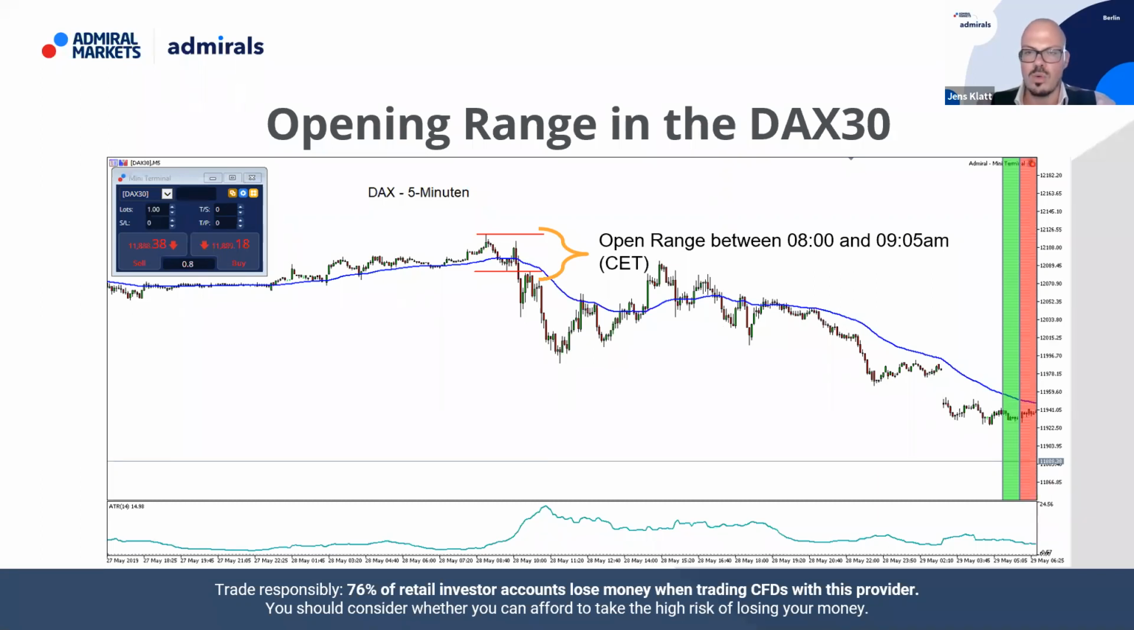And so why do I take 8 to 9:05 and not 9, for example? Well, what's the reason for that? So first of all, the institutional volume comes into the market from 8 a.m. German time. So that used to be the time when the FDAX, the reference market also for our DAX 30 here, started to trade. And so this is now extended trading hours.